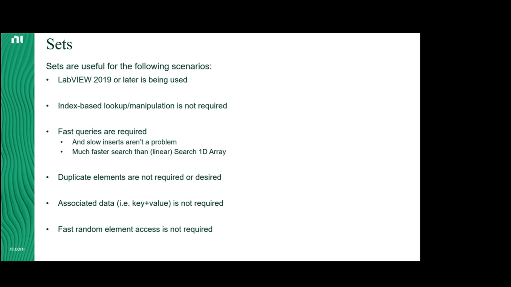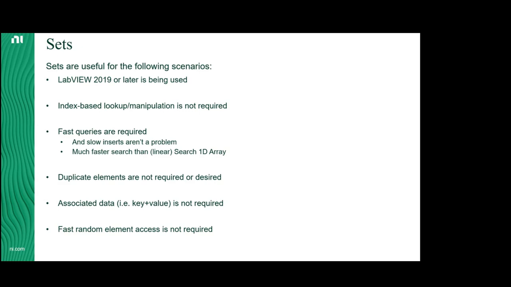Now, again, LabVIEW tries to be as efficient as possible when adding elements to a set. But if you're trying to optimize the generation of your collection, you might want to go with array instead of set if you don't care about sorting and if you don't care about duplicates. But the query is way faster on a set than it is on an array, especially if it's a linear regular search 1D array. If you don't want duplicate elements and you want to prevent duplicate elements, then sets are good. If you don't need any sort of associated data, like key value pairs, which I'm going to talk about next.